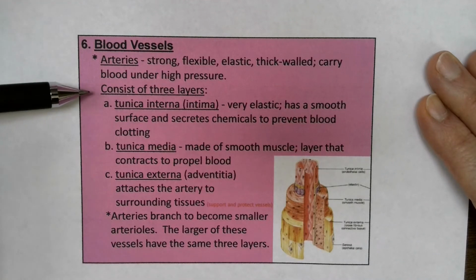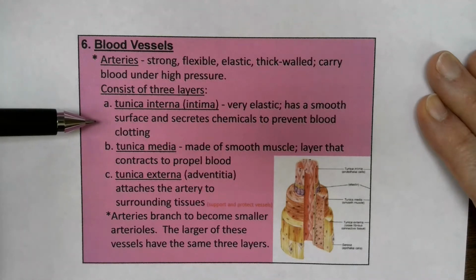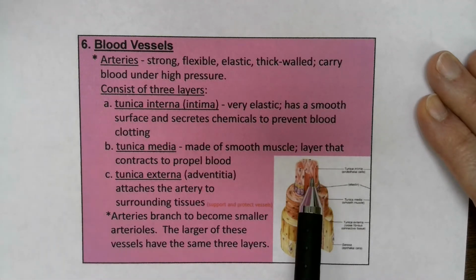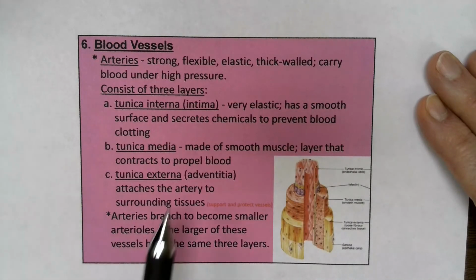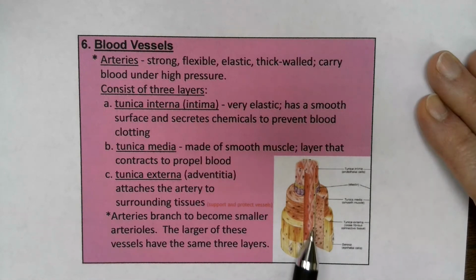So blood vessels, or arteries specifically, are going to consist of 3 layers. The tunica interna or tunica intima, that's the innermost layer. It's really elastic because it's got to stretch as blood's moving through it. It's got a smooth surface. It secretes chemicals that are going to prevent blood from clotting.